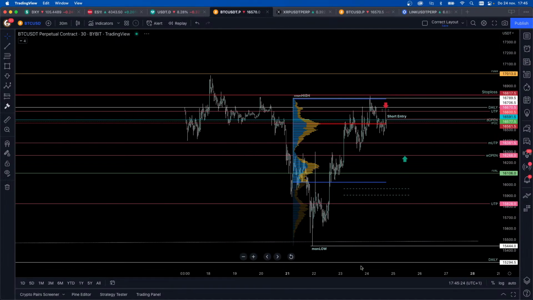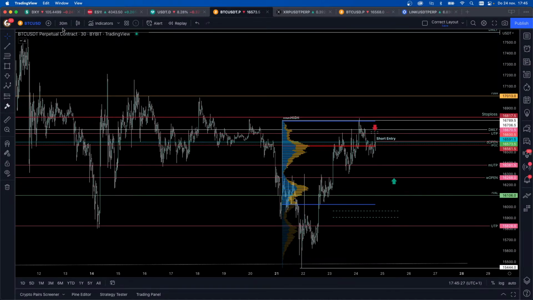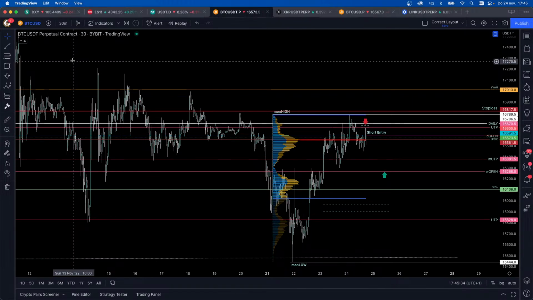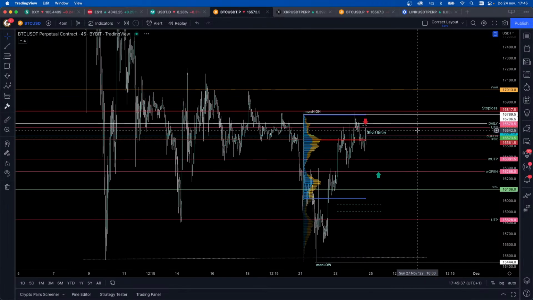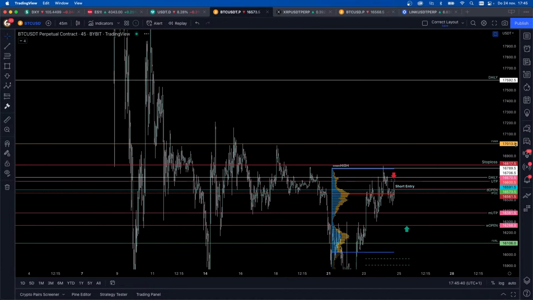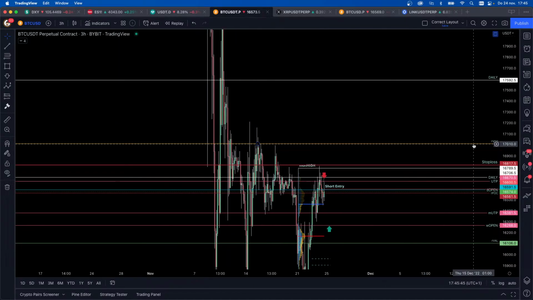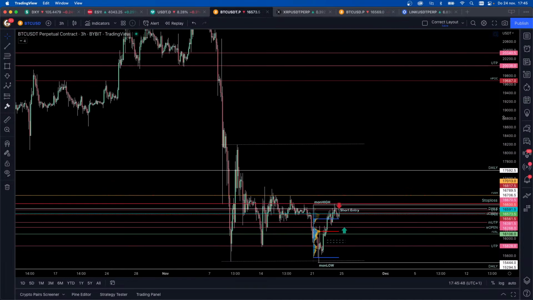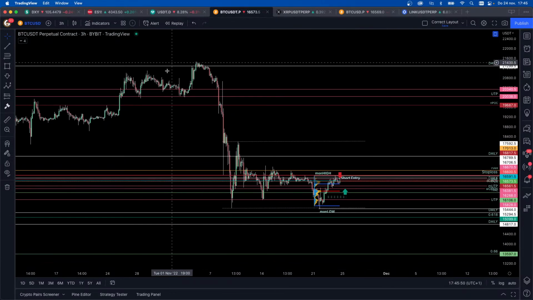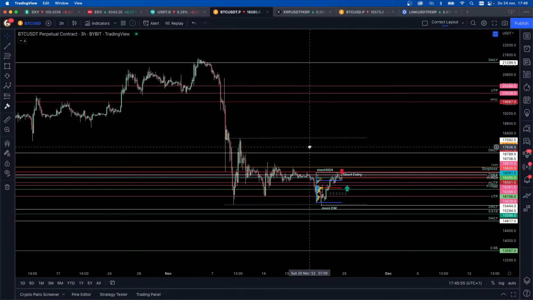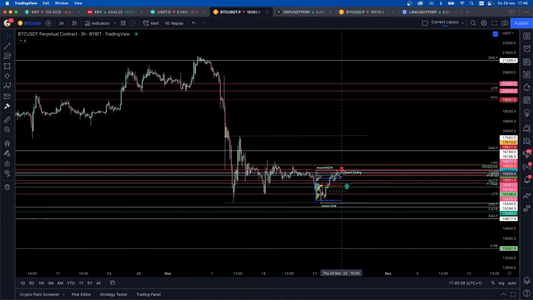On the other side, I might take a long once I see some strength in here, because then we could see a very huge breakout taken from these highs. Because what I can see is that most liquidity is back over here. This would trap a lot of shorters as well, so that would trigger a long.